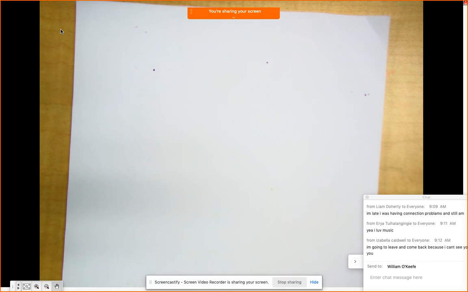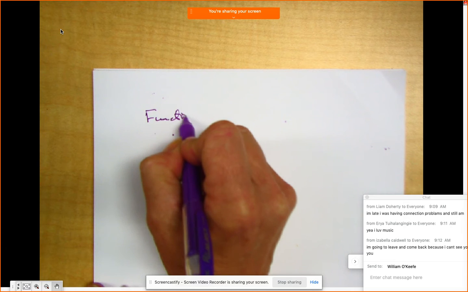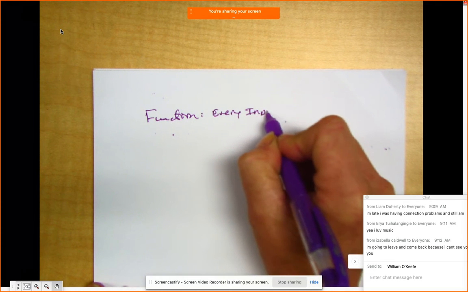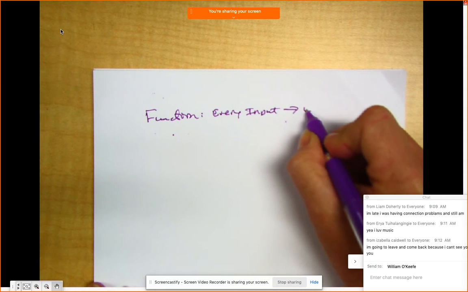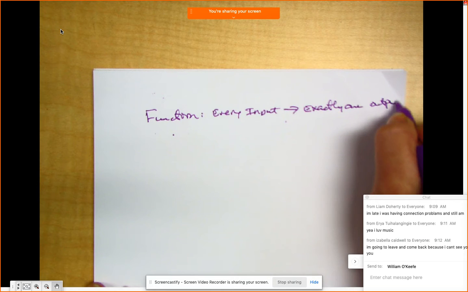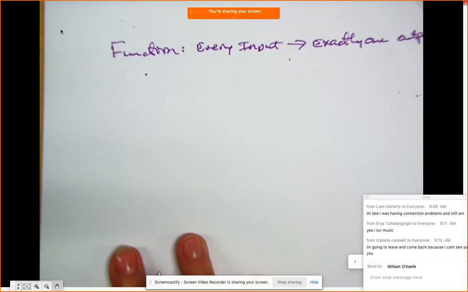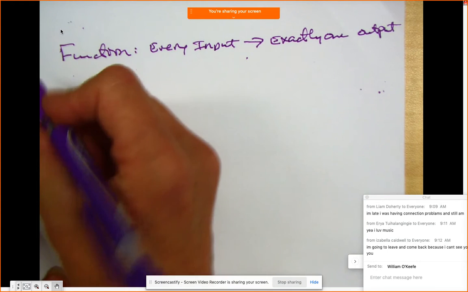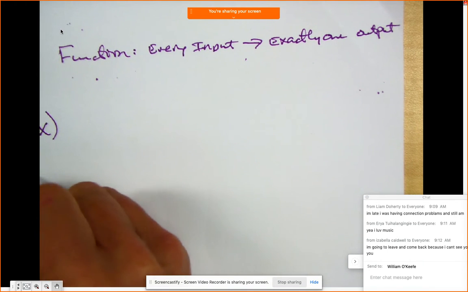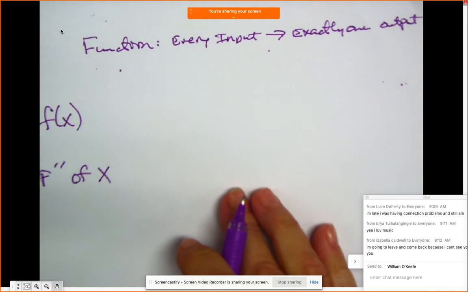Okay, so I want to talk about function notation. Remember the function definition: for every input, there's exactly one output. So function notation, I kind of showed it a second ago before I started recording, and boy, my handprinting is terrible. f of x is how you say that. You say f of x.